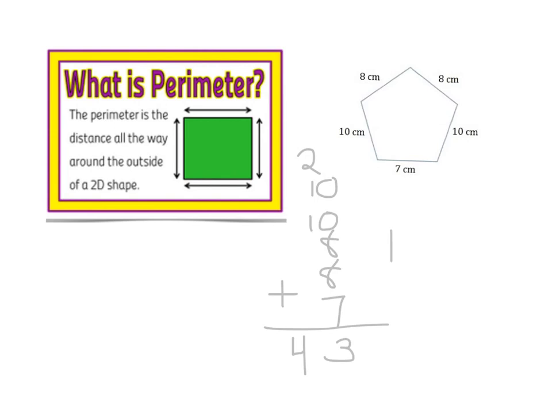So my perimeter for the shape would be 43 centimeters. And simply just adding up the dimensions around the shape would work for any type of shape to find the perimeter.